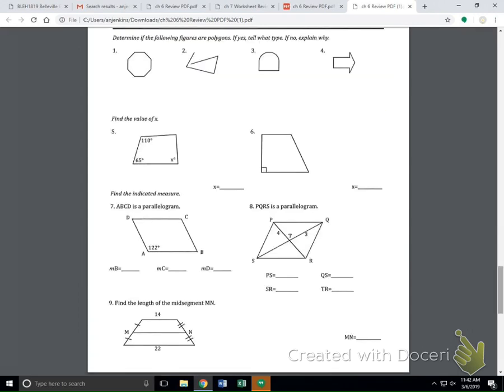So the next group is determine if they're polygons and name them. So yes, she already told us it's an octagon. You'll see that it has 8 sides. No, not close. Nice job. No, and how do you know? Yep, not formed by segments. And then what is that one called? So this is yes. And how many sides do we have? We have 7, and what do we call a 7-sided object? Heptagon.